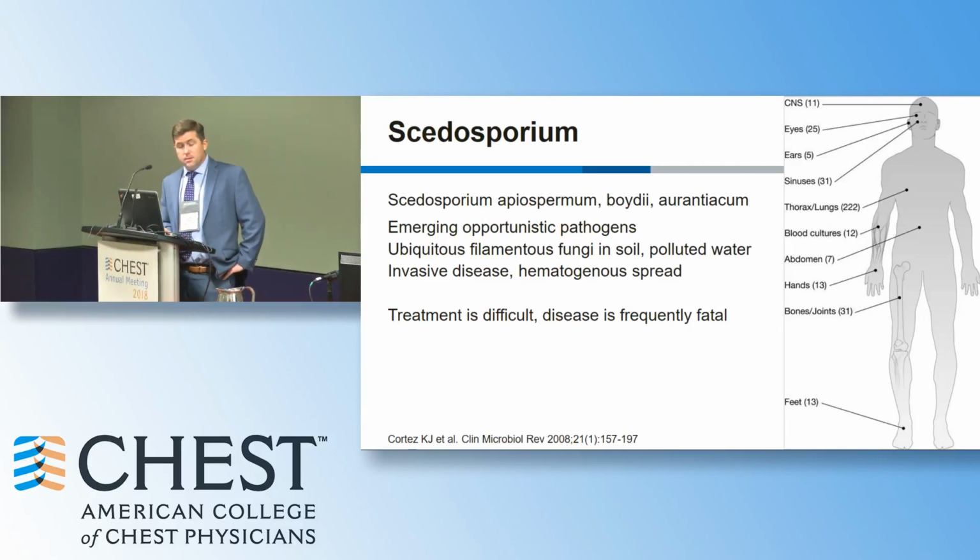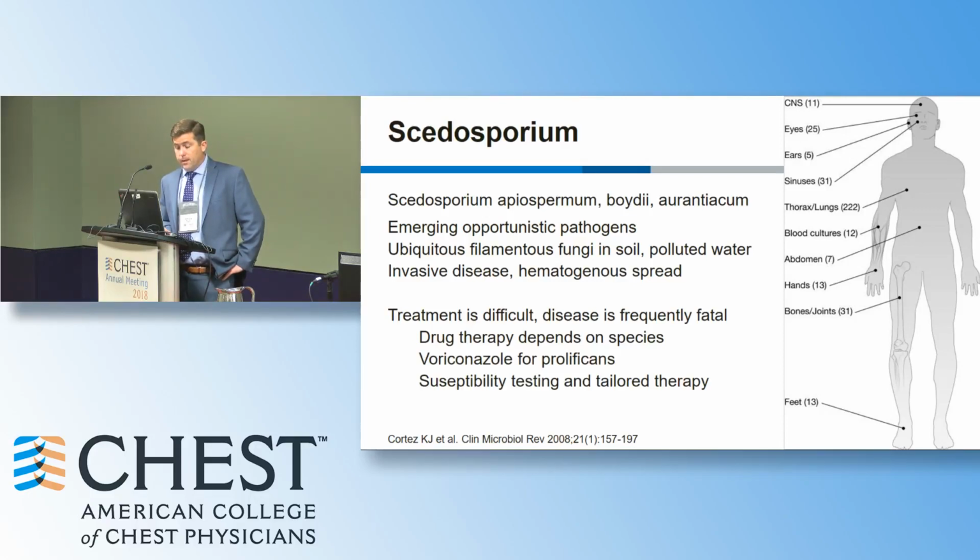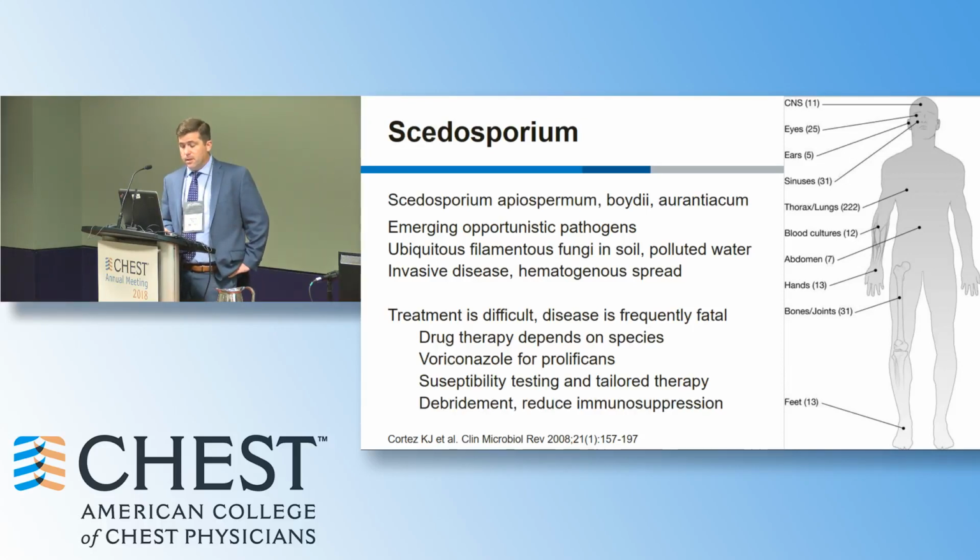Treatment is difficult. Disease is frequently fatal. Drug therapy depends on the species somewhat, and voriconazole is best for the prolificans species. This is a send out to a specialized lab, actually one in San Antonio that we send to a lot, looking for tailored therapy. Debridement, when possible, is part of the treatment strategy, as well as trying to reduce the immunosuppression.